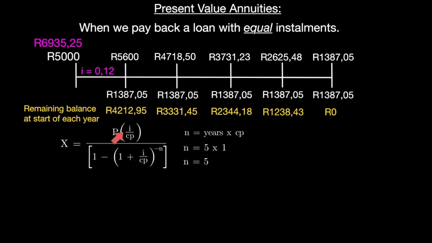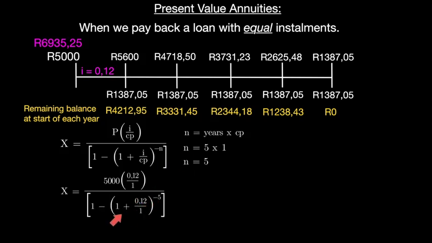Now we simply do substitution of all these values. So in the place of P, we're going to put the purchase price, which is 5,000 Rand. In the place of I, we're going to put the interest rate as a decimal. In the place of the compound period, we're going to write 1 because it's compounded yearly. And then in the place of n, we're going to put the 5. And we are basically done. Okay, so then we just type this into our calculator and we end off with our yearly payment of 1,387 Rand and 5 cents.